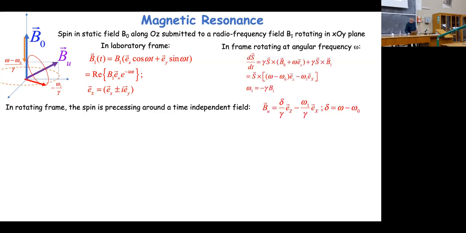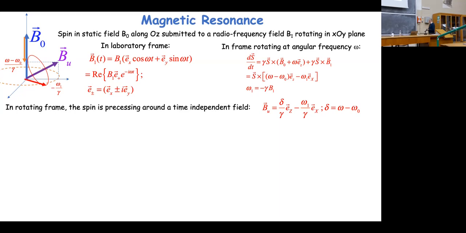And now we know exactly what the physics is in the rotating frame. You see, in the rotating frame, the z component has become delta over gamma. This is a geometrical issue. Delta is the mismatch between omega and omega naught. So in the rotating frame, everything happens as if the field had been reduced from omega naught to omega naught minus omega, and you have a transverse field. So you have now this field.